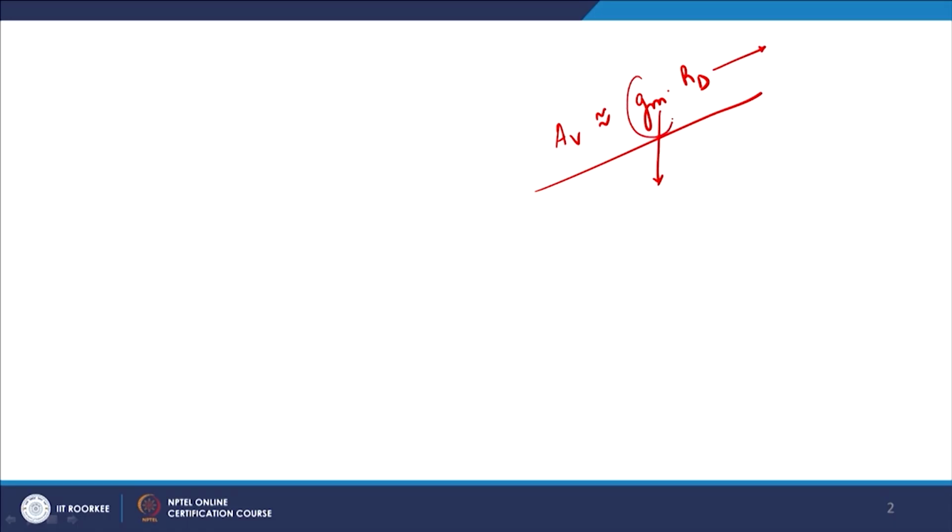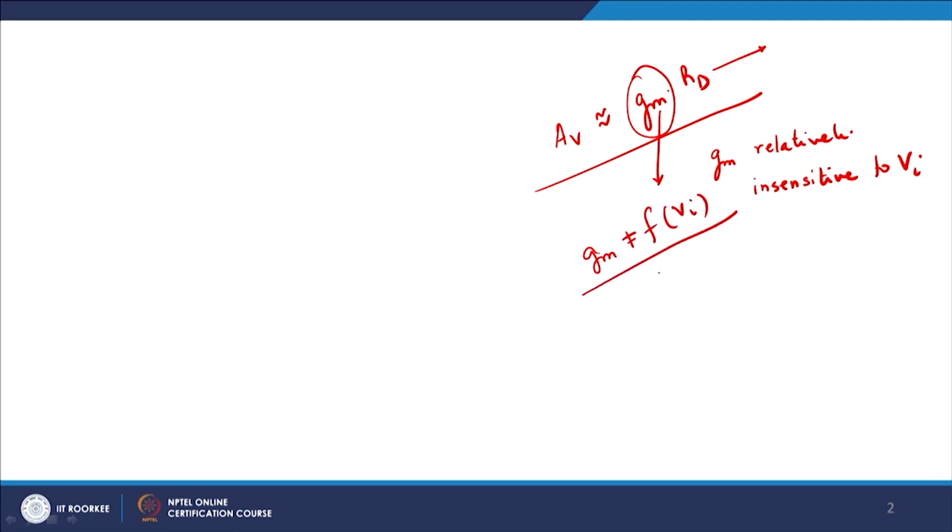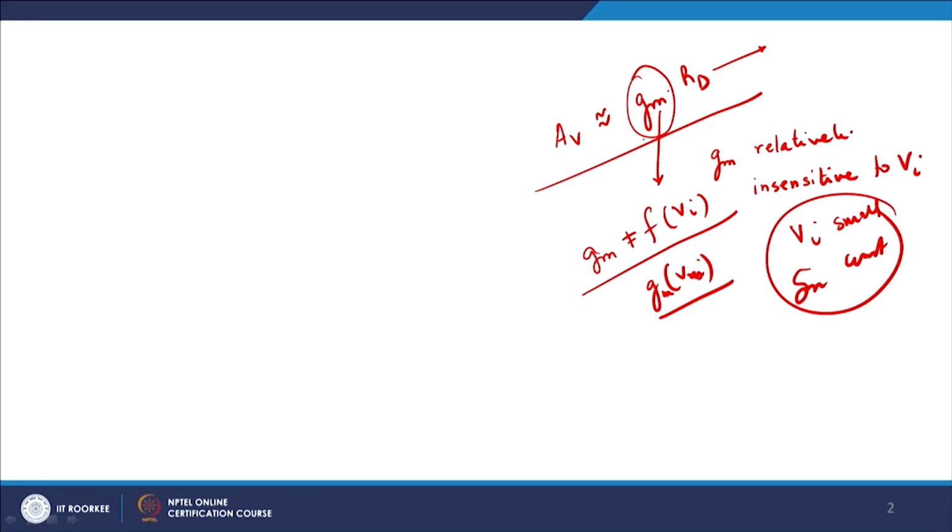Now, this gm we have already discussed is relatively insensitive to Vi, which means to input voltage, so gm should not be a function of Vi. In reality it is not true, and therefore gm happens to be a function of input voltage, but if your Vi is a relatively small signal, then my gm is considered to be constant, and under that condition we say that my linearity is sustained and I am in the saturation region.